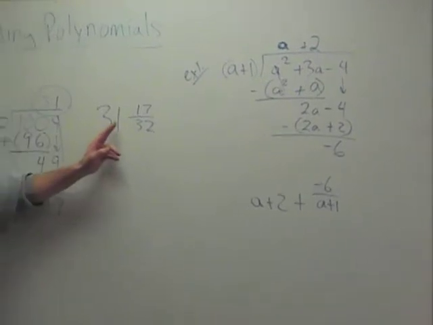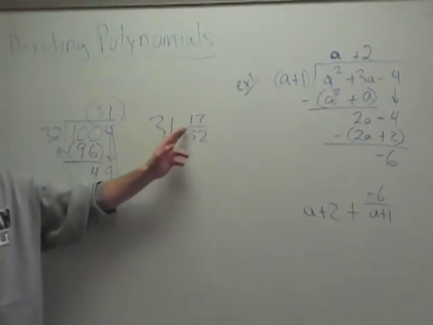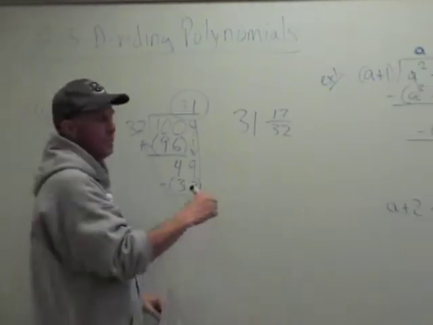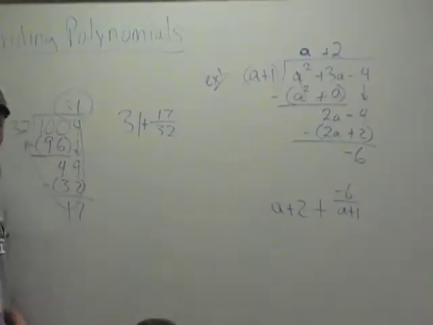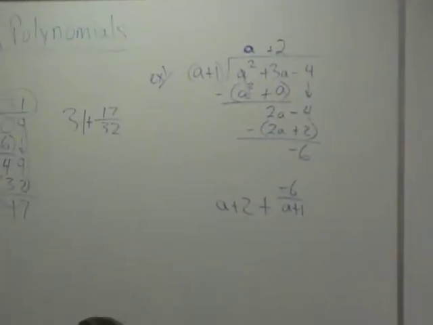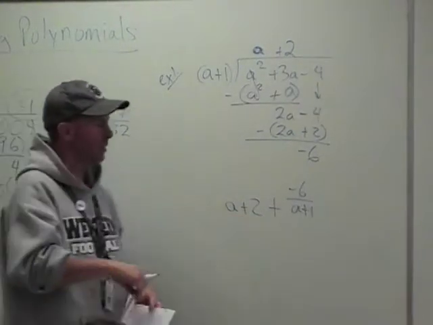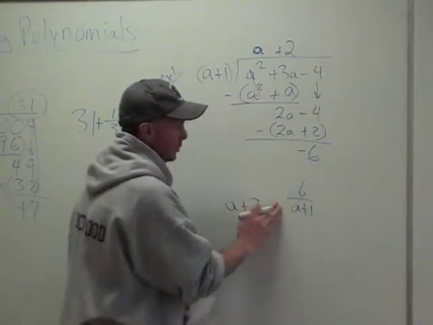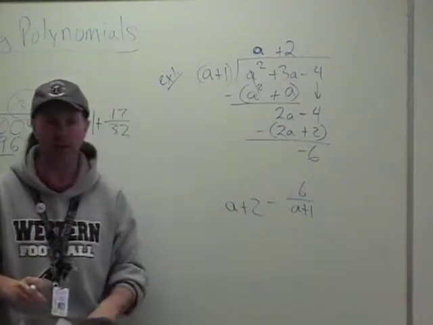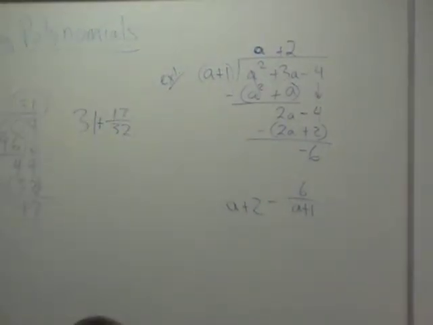31 and 17 30-seconds. A mixed number is nothing more than an addition of a whole number and a fraction. So this is what you have here. You can write it like this, which is probably the better way to write it. Plus negative is not wrong.